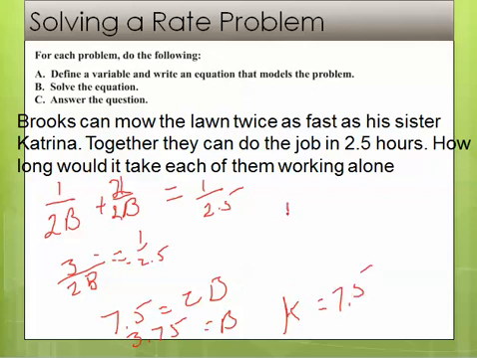Check it on your calculator. 1 over 7.5 plus 1 over 3.75, and you're going to get 2 over 5 as your answer. What's 2 over 5? 1 over 2.5. Same thing. It'll be the same fraction.